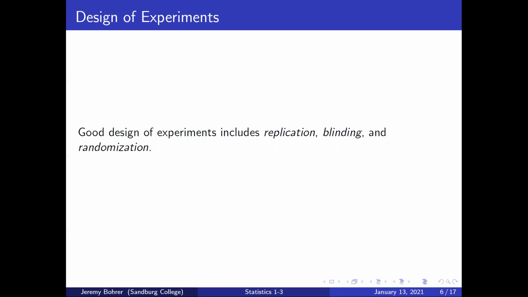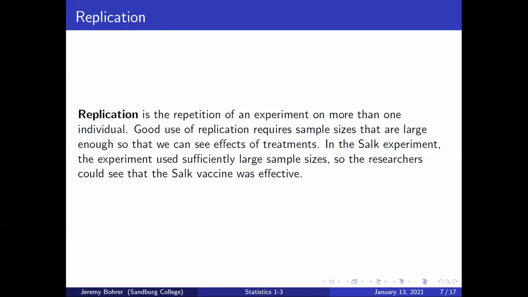Good design of experiments includes replication, blinding, and randomization. Replication is the repetition of an experiment on more than one individual. Good use of replication requires sample sizes that are large enough so that we can see the effects of treatments. In the Salk experiment, the experiment used sufficiently large sample sizes so the researchers could see that the Salk vaccine was effective.